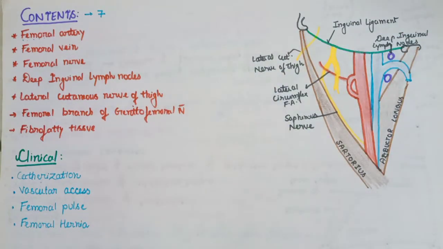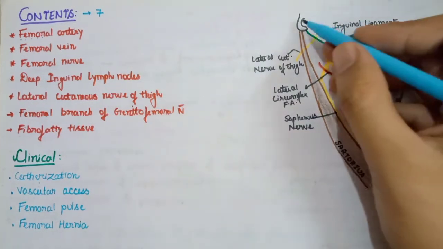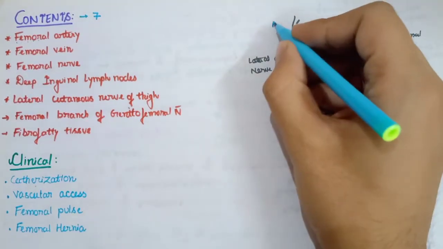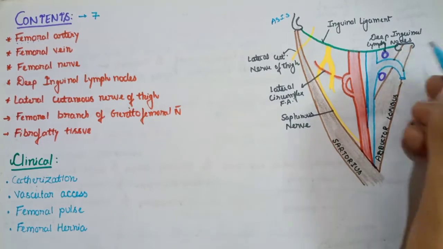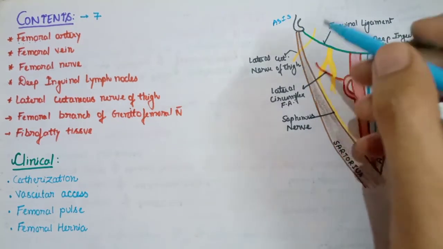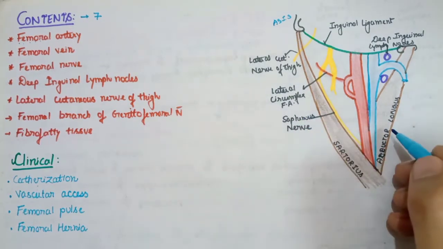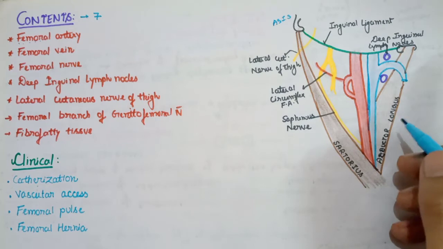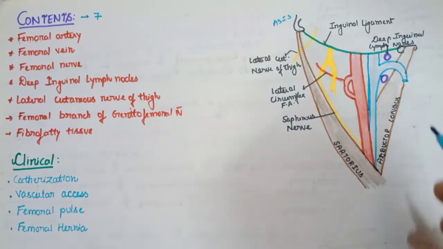Now let's understand these contents with the help of this diagram. You can see the ASIS, which stands for anterior superior iliac spine, and here we have the pubic symphysis. From here originates the Sartorius. The medial border of the Sartorius is forming the lateral boundary, and the medial border of adductor longus is forming the medial boundary of the femoral triangle.